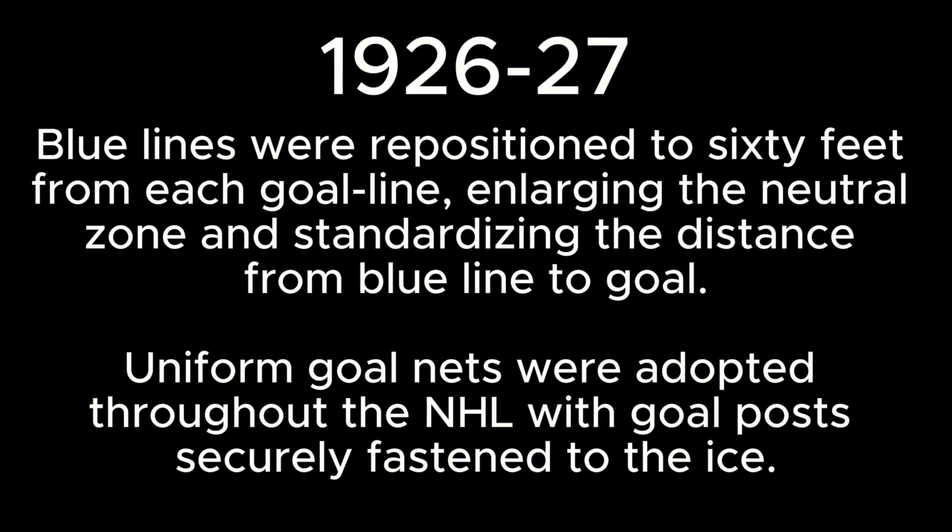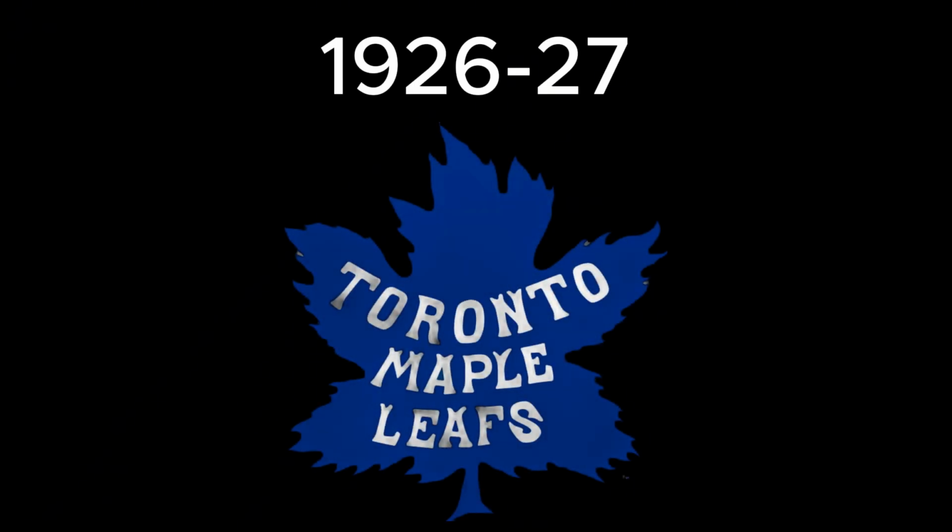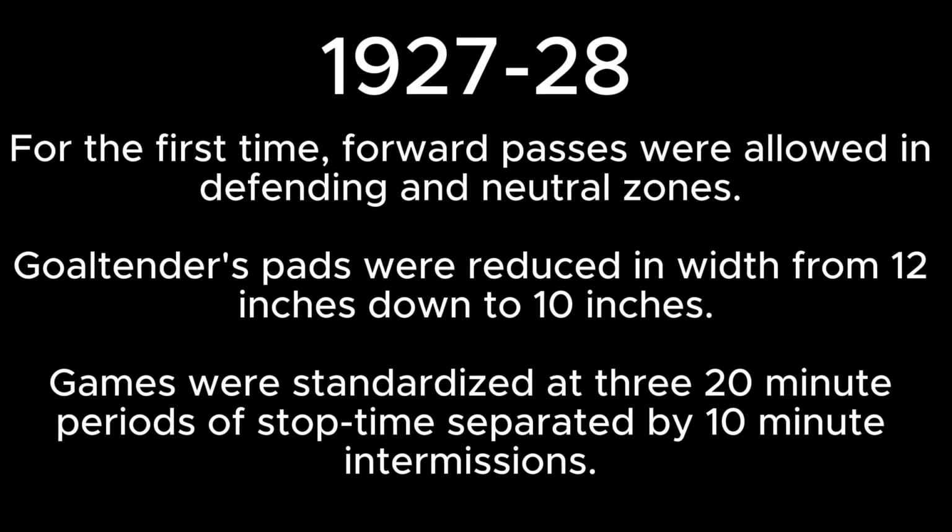Uniform goal nets were adopted throughout the NHL with goal posts securely fastened to the ice. Midway through the season, the Toronto St. Patricks were sold and renamed the Toronto Maple Leafs. In 1927-28, for the first time, forward passes were allowed in defending and neutral zones. Goaltenders' pads were reduced in width from 12 inches down to 10 inches.